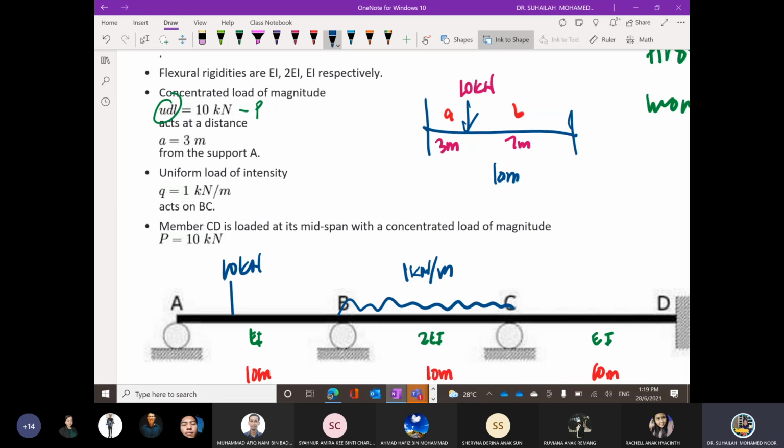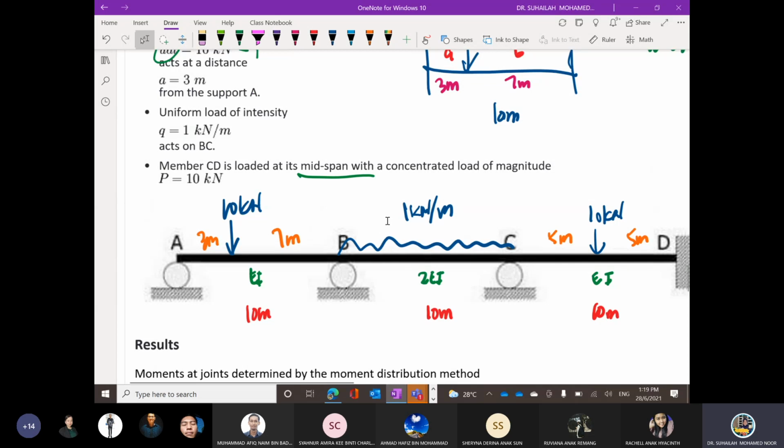And then member CD is loaded at its mid-span. Mid-span means at the center. At the center, the loading is also 10 kilonewton, and the distance is: this is 3 meter, this is 7 meter, 10 meter, 5 meter, and 5 meter.